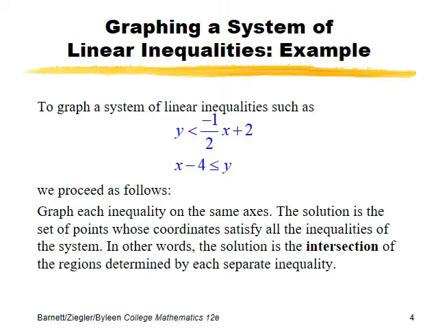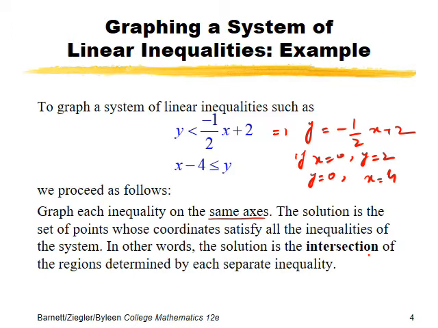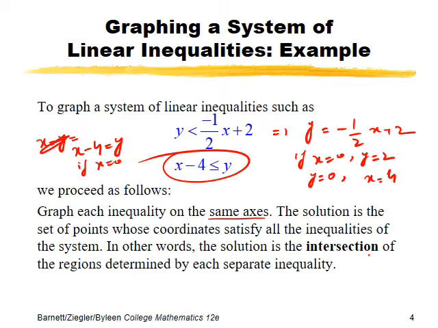So we proceed as follows. Graph each inequality on the same axis. Here we write the first one in equation form, y equals minus 1/2 x plus 2. If x is 0 we get y equals 2, and if y equals 0, x would be 4, I think. Yeah, so we plot this equation. Similarly, we take the second equation, x minus 4 equals y. If x is 0, y is minus 4, and if y is 0, x is 4. So we will plot both equations on the same coordinate axis.